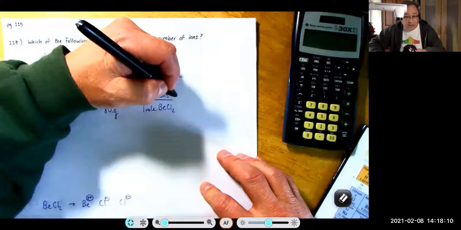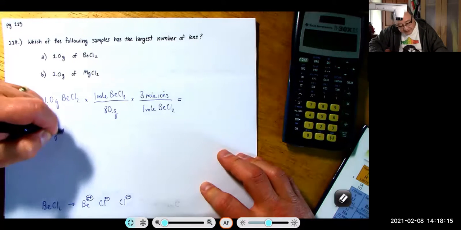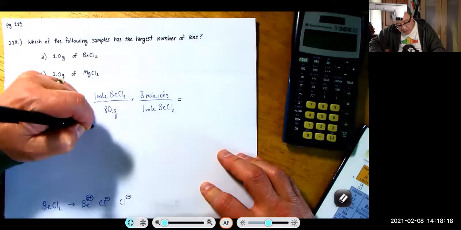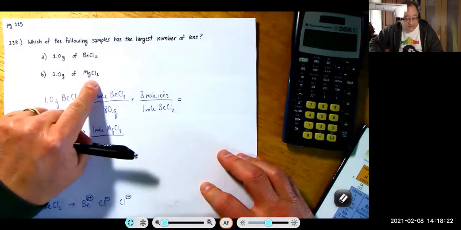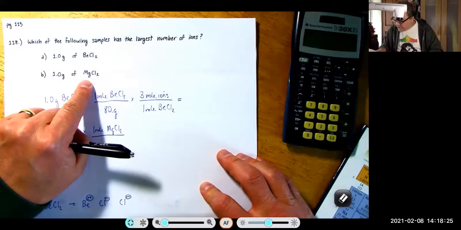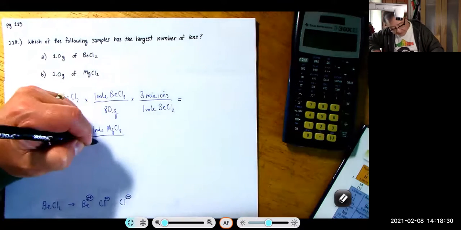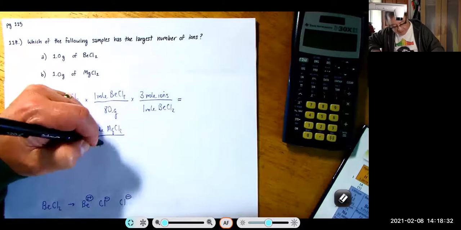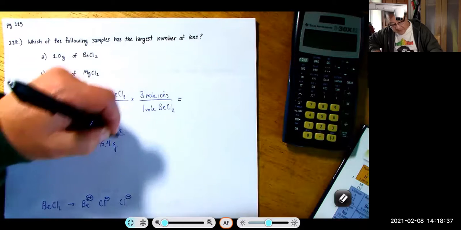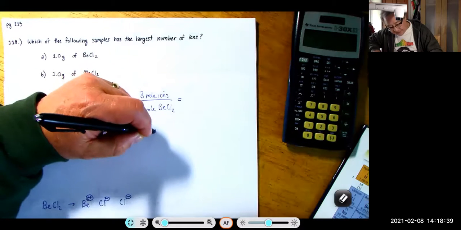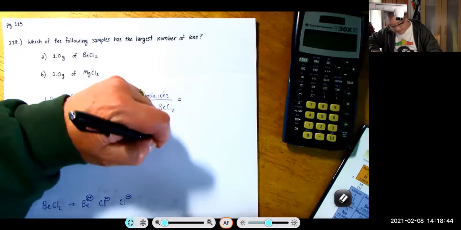Okay, so I'm going to have some number here, and then I'm going to have 1.0 grams of MgCl2 times 1 mole of MgCl2 over Cl2 is 71 again, and Mg is 24.3. So 71 plus 24.3 is 95.4, times 3 moles of ions per 1 mole of MgCl2.